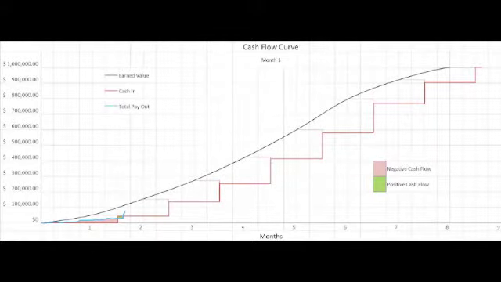The following is a continuation of the cash flow curve example we have been looking at. Now we will incorporate the total payout line. This line is represented by the blue line on the chart.